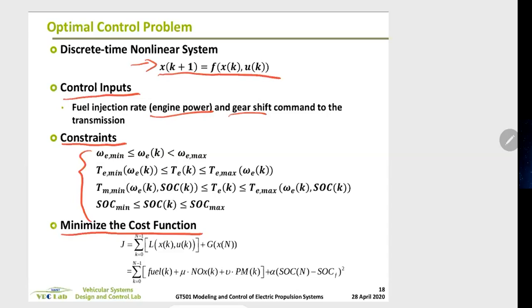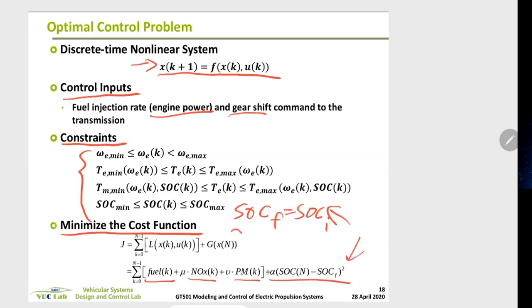But there are other factors other than fuel consumption, such as NOx, PM, and then sometimes hydrocarbon, CO, and so forth, like emissions. And one thing that you also need to consider is charge sustenance. So you can put that in here or in here as a constraint. So for example, SOC_F must be equal to SOC initial, right?